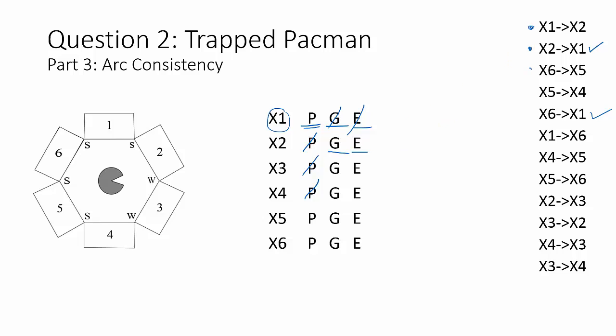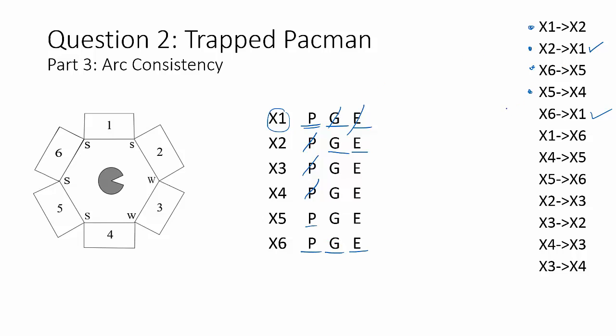Next is x6 to x5. The domain of x6 is p, g, and e, and the domain of x5 is also p, g, and e. We try assigning p to x6. Any of the assignments in x5 will work, so we keep p in x6's domain. We try assigning g to x6. Assigning p to x5 works, so we keep g in x6's domain. We try assigning e to x6. Assigning p to x5 works, so we keep e in x6's domain. The arc is consistent and no values of x6 were changed, so we're done with this arc.